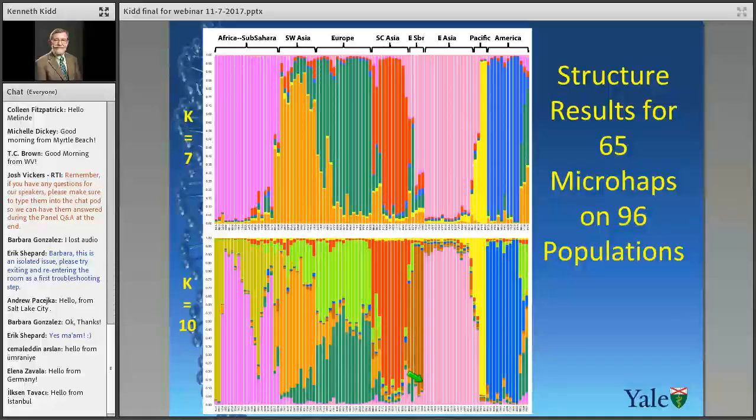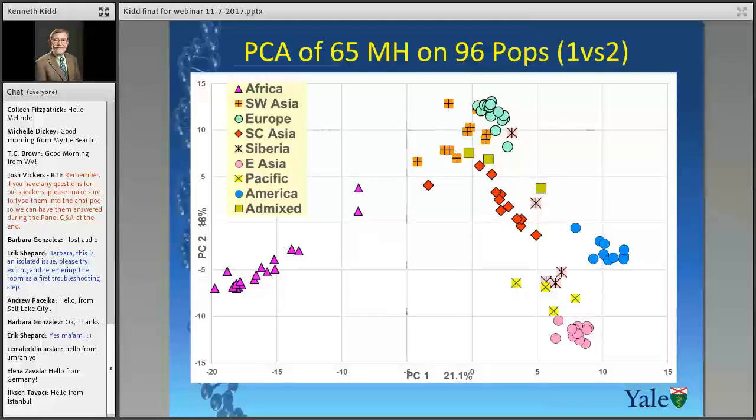Europe is a kind of mess divided among three of the clusters. But North Asia and Central Asia are separating out. These are Mongolians and some Siberians. And the 1,000 genomes Americans are clearly highly admixed compared to the samples we've collected over the years.